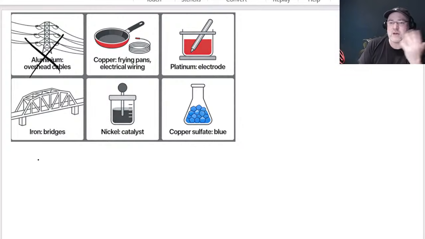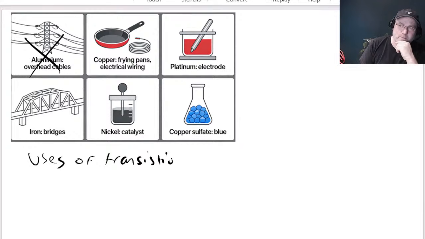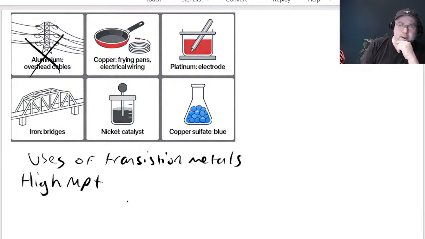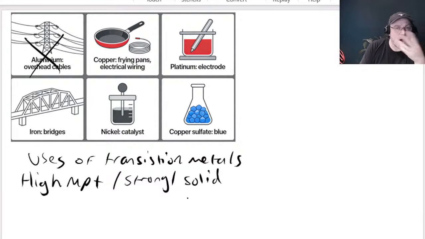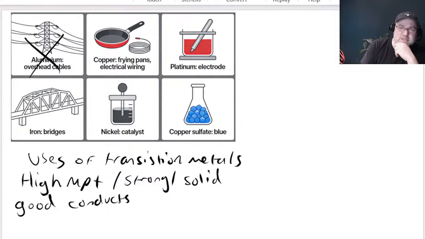So transition metals, uses, you need to know uses of transition metals. And this is if you're triple. So if you're triple, you need to know they have high MPT, melting point, which is great because your bridge, you don't want your bridge to melt. They're strong, they're solid, they're hard, strong, solid, good conductors of heat and electricity, which is why copper is great in wires and in cooking utensils. Good conductors of heat and electricity.